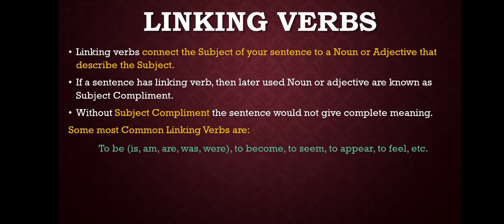Some of the most common linking verbs are to be. It could be in different forms like is, am, are, was, were, and to become, to seem, to appear, to feel. There is a huge list of linking verbs which you can have.